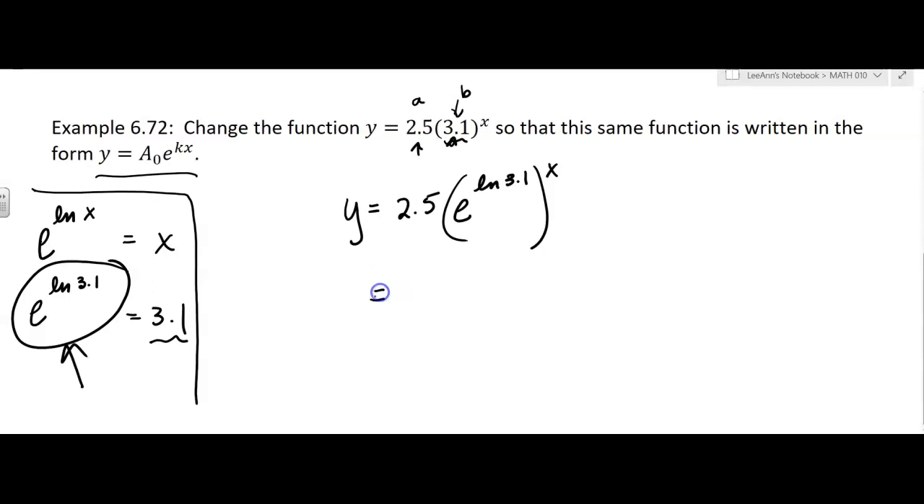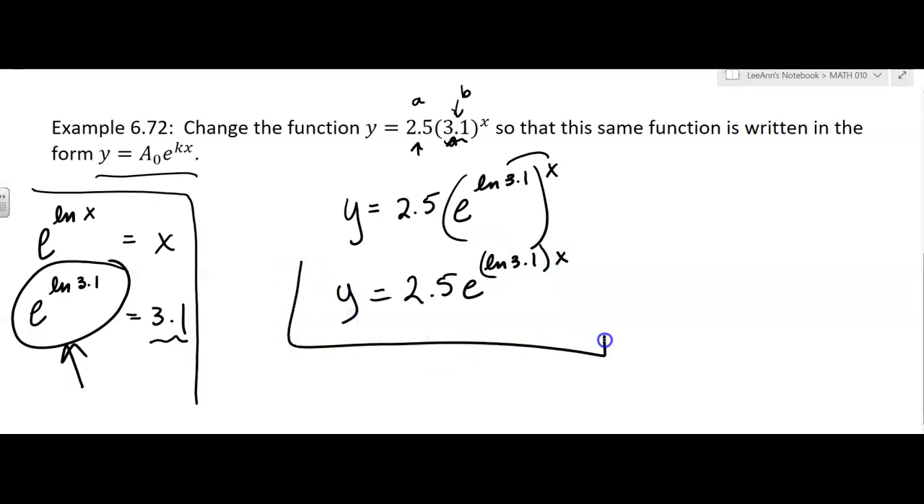So what do we do here when we have a power to a power? We multiply them. So I'm going to have 2.5 e to the natural log of 3.1 times x. Now, that's going to be our form, and that's exact. We know in our heart that we could find the natural log of 3.1 and get a decimal approximation for that constant k, but we just have an exact answer here. So, all right, those won't take very long to do, but that's what's going on.